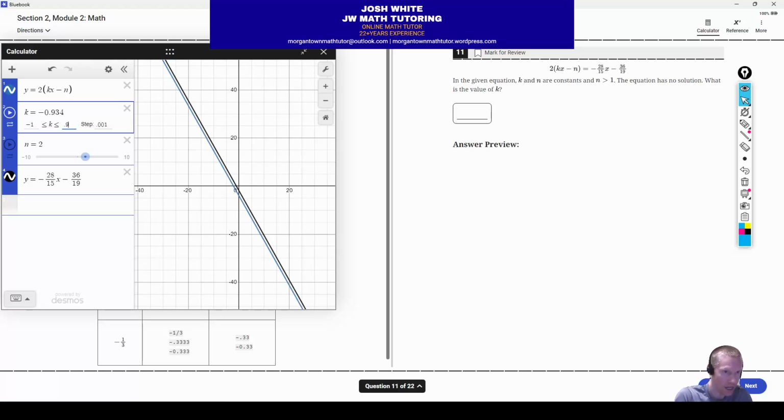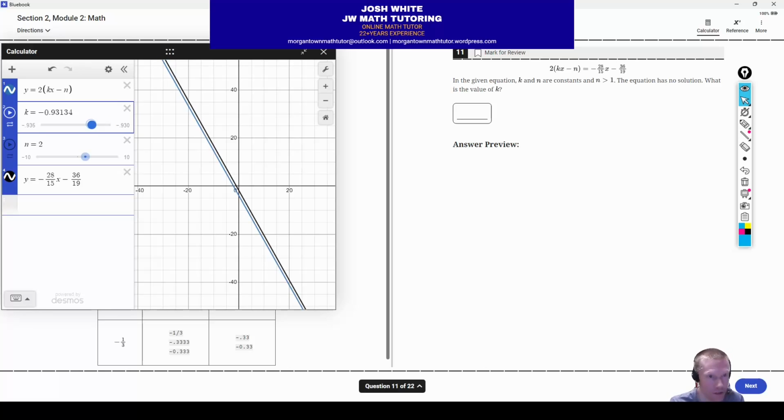We know it's pretty close to this. So if you go to negative 0.930 as the upper limit, and let's say negative 0.935 as the lower limit, and I'll set the step even smaller, okay? Oh, I typed in the positive one by mistake. I want this to be negative. There we go.